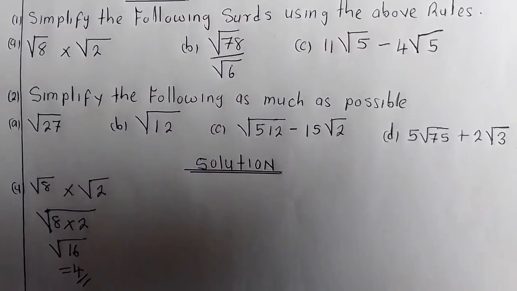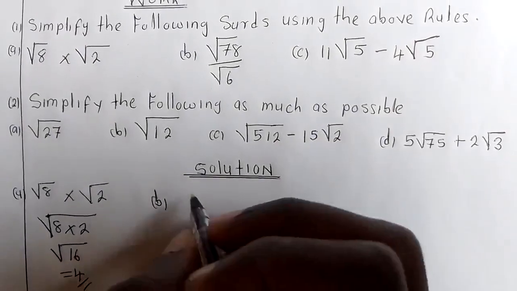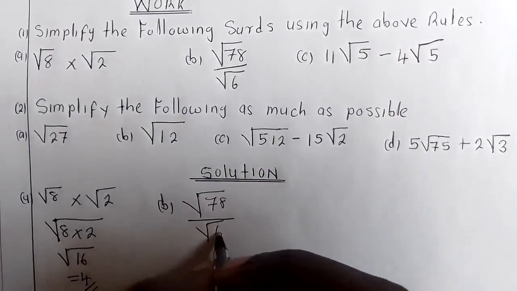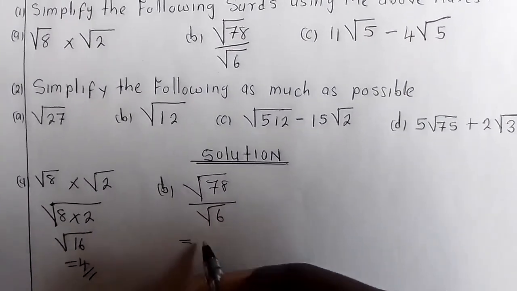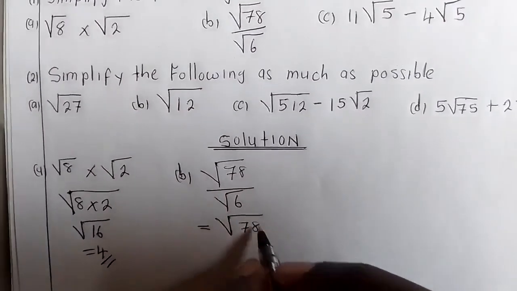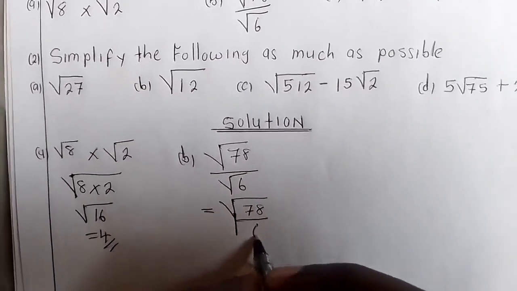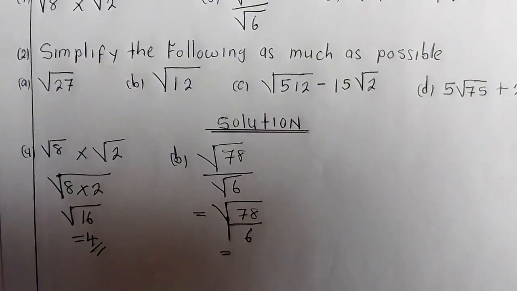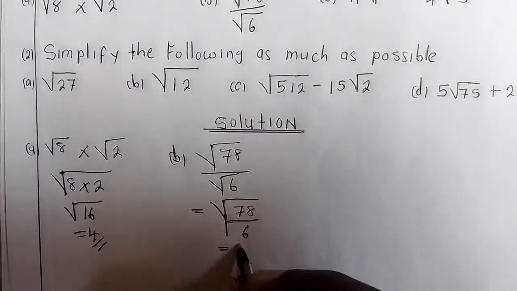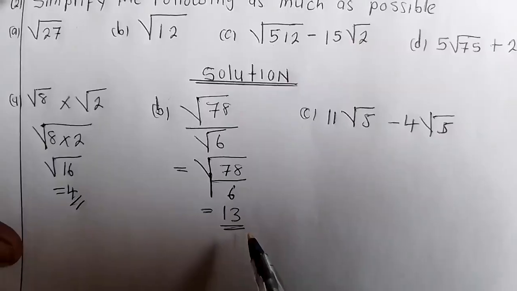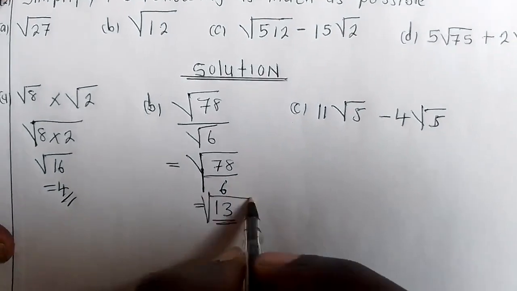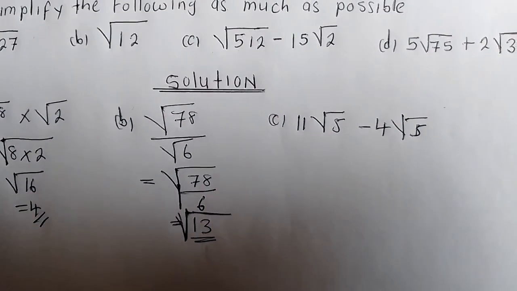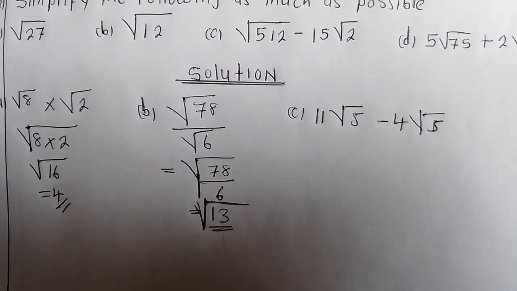It's a very simple topic. For B, we have the square root of 78 over the square root of 6. This can also be written as the square root of 78 over 6. If you make a division there, you discover that your answer is the square root of 13. It's a very simple concept.